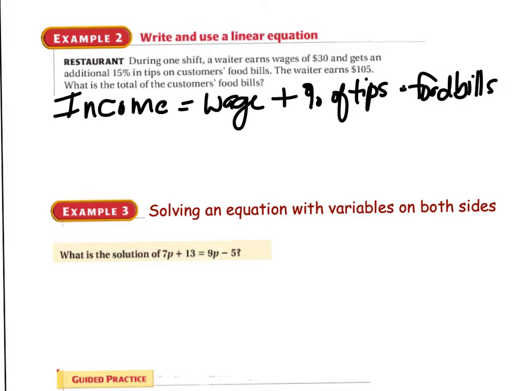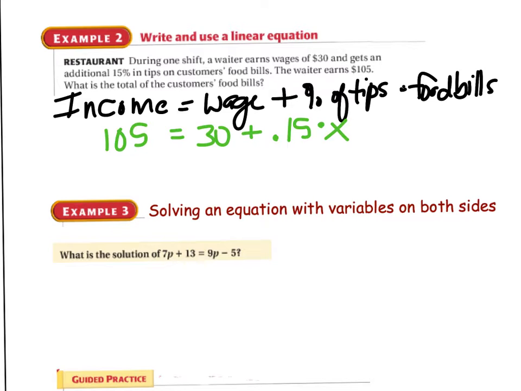Well, we know his income for the whole thing was $105. His wage was the $30. They told us that up there. And then he gets 15% of his food bills. Now be careful, you never use the percent in an equation. You always turn it into its decimal version. Percent means per 100, so 15% would turn into that decimal. And then his food bills, well, we don't know how much the customer's food bills are, so that's X.